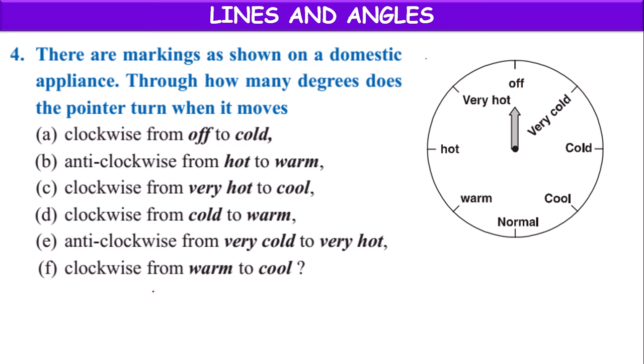Next, clockwise from warm to cool. In what direction? Clockwise direction. So it is equal to 1 part, 2 parts, which means 90 degrees. Like that, the rotation may be in clockwise or anti-clockwise direction, and we can find the angles.